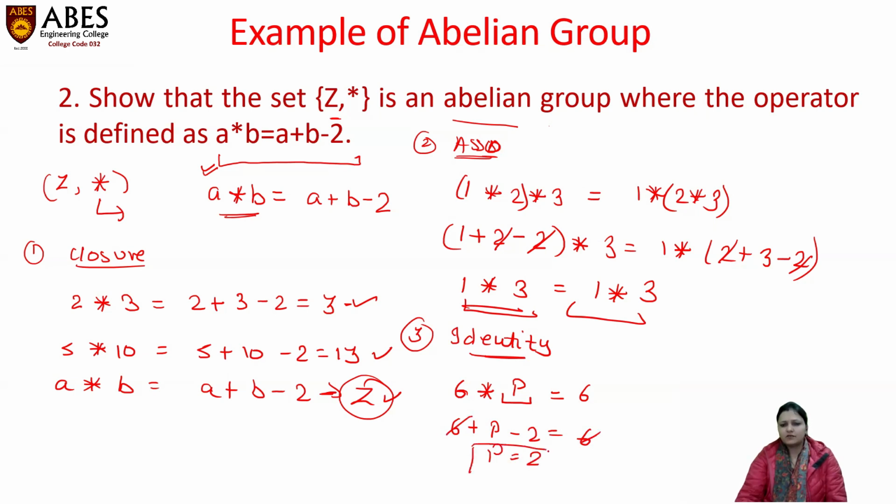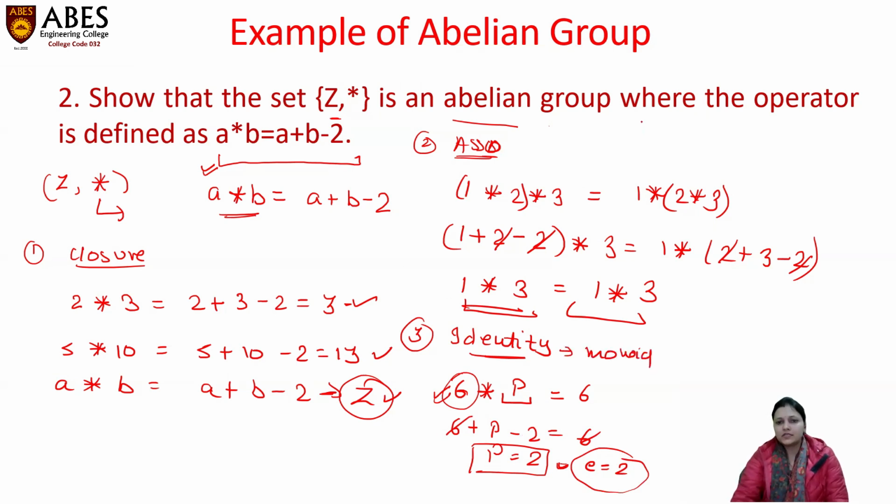If we calculate the identity element considering any other integer in place of 6, then also we will get the identity element as 2 only, and we know that 2 is also an integer. So the identity element also exists in this particular set. So here it is also a monoid.